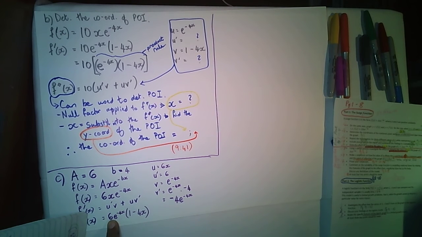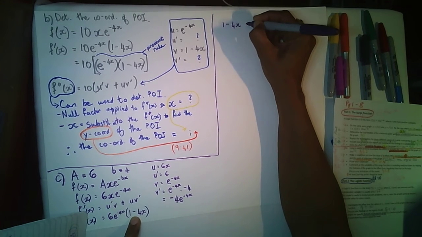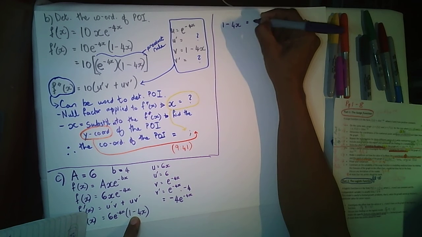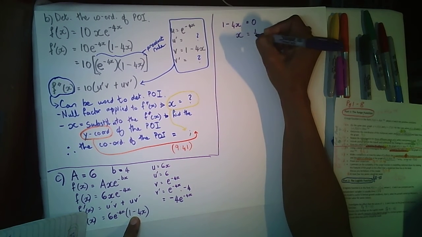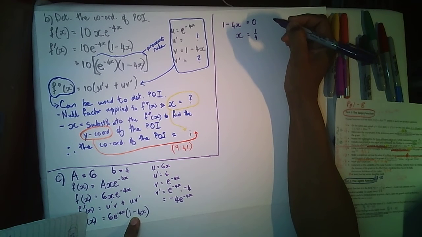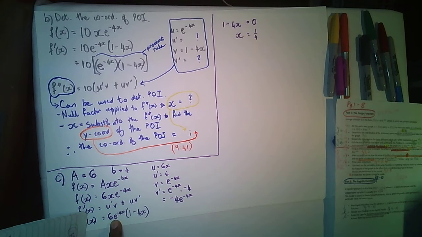e to the power of negative 4x will never be equal to 0, the only option is for us to make 1 minus 4x equal to 0, and we eventually end up with an x value of a quarter. Okay, so we've got that because we cannot use the null factor because the e will always be greater than 0 if we substitute it into this part of the function.